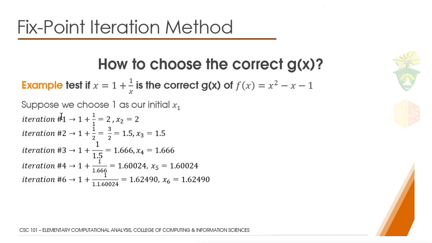So, if 1 is our initial value, let's substitute our x variable with the value 1. And then we have here 2. So kanang 2 atong ibutang pud sa next nga iteration as value sa atong x. And then we have here 1.5. And then sa iteration 3, 1.5. And then we have 1.666 and so on and so forth. Hangtod nakakuha ta sa iteration 6 og 1.62.